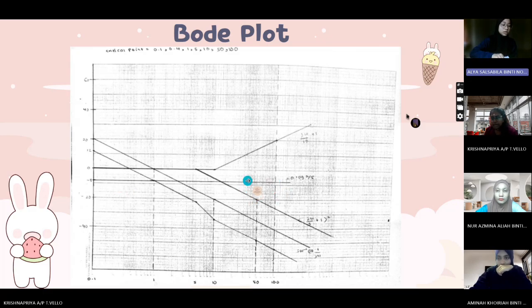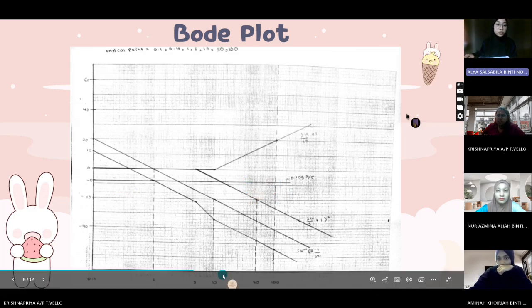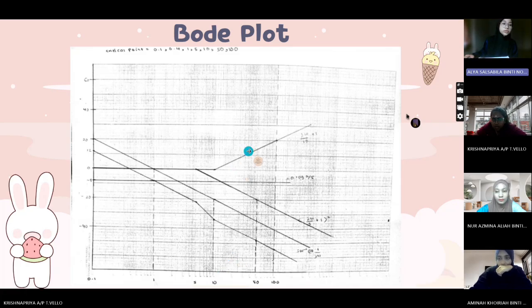Next, we have j omega over 10 plus 1, which is a simple zero, this one. So we need to start from 0 because it's a simple zero, and then draw a straight line across 0 until it reaches 10. And then draw a slope of 20 dB per decade until 1 decade after 10 radian per second, which is 100.